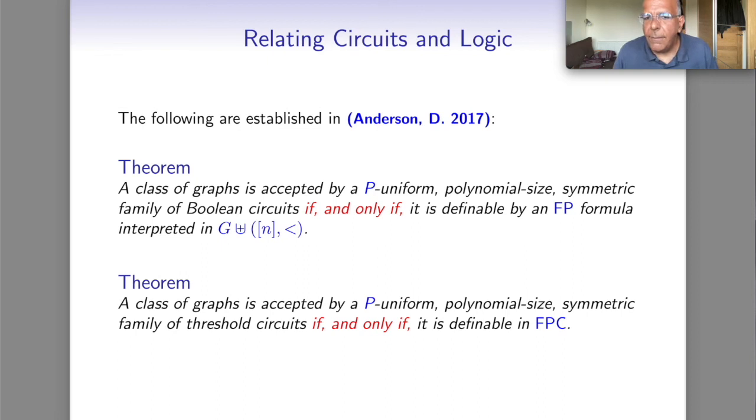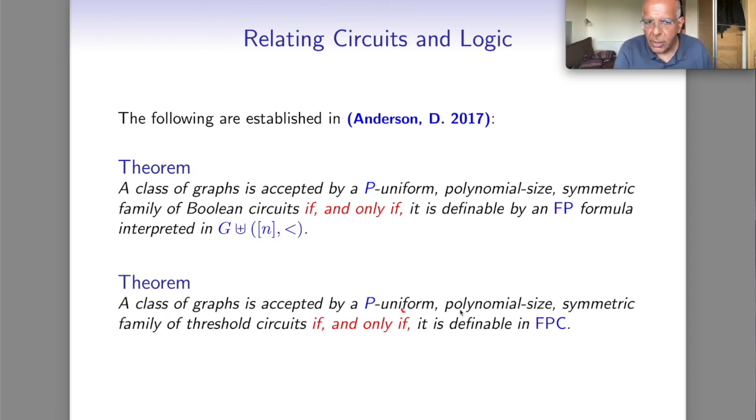In the case of fixed point with counting, the connection is much cleaner. We don't need the separate linear order because that's kind of built in with the counting. We have a domain of numbers on which we can do comparisons and arithmetic and so on. So we simply say that a class of graphs is accepted by a p-uniform polynomial size symmetric family of threshold circuits if and only if it's definable in FPC.